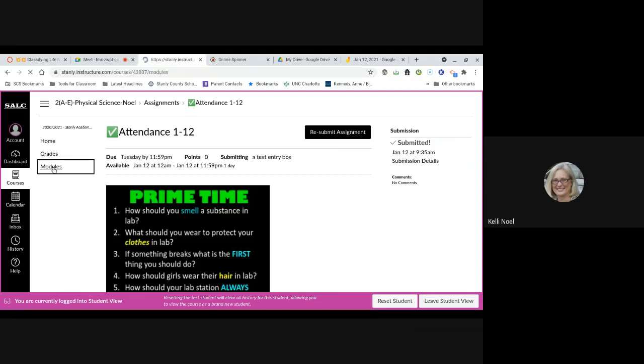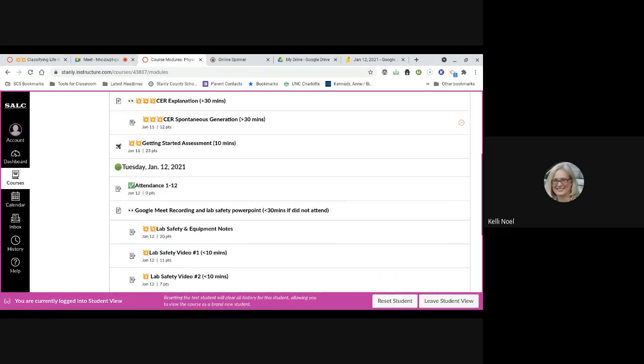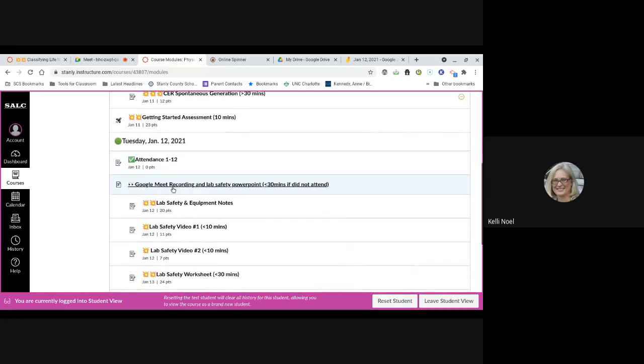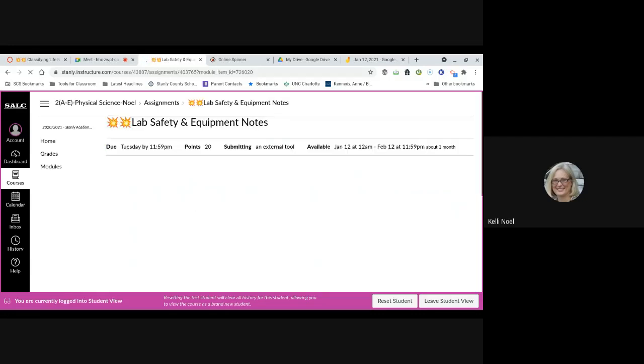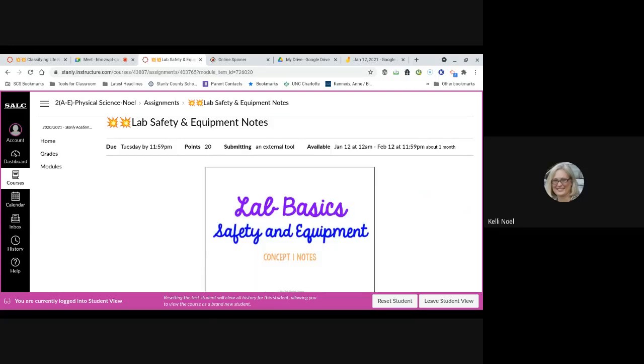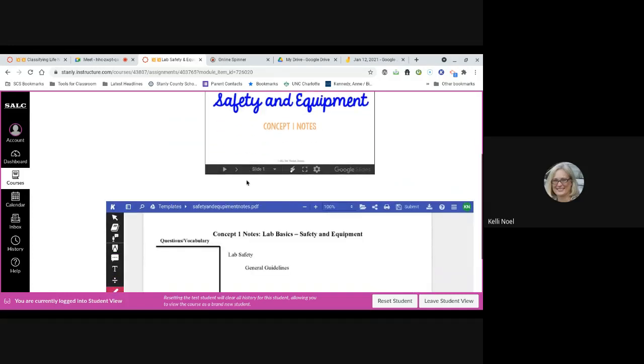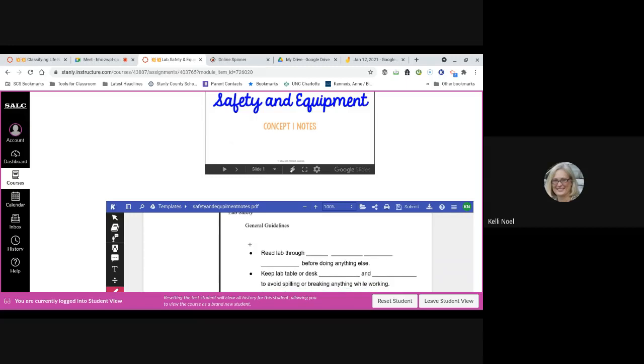I'm just going to click on modules to go back. So we've done the attendance for today, January 12th. This is where I'm going to put the recording for today. And we're going to talk a little bit about lab safety and equipment. So you may want to do this with me. These are notes. They're real simple. They're fill in the blank. I'm going to go through the PowerPoint, and you can fill in down here.